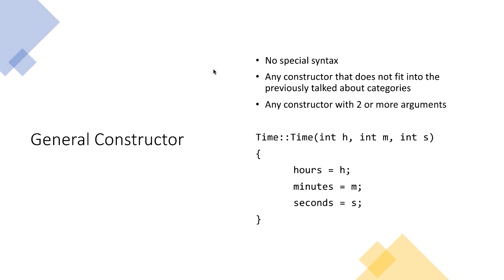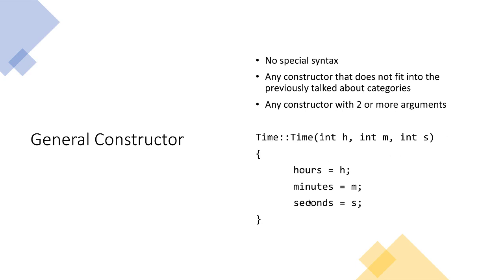Now, don't let this scope operator throw you off. This is just an implementation of a constructor outside of the class specification, so in the .cpp, the source file. And we use this scope operator to tie it to that time class header file. Notice here that there is no return type and that the function is named after the class. There are now 3 parameters, so we automatically know it's not a default constructor, a conversion, copy, or a move constructor because it has 3 arguments. And if it's not any of those 4, then we know that it is a general constructor.